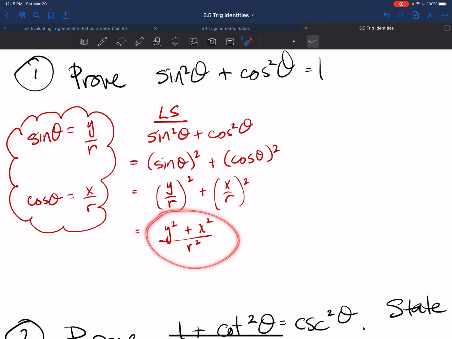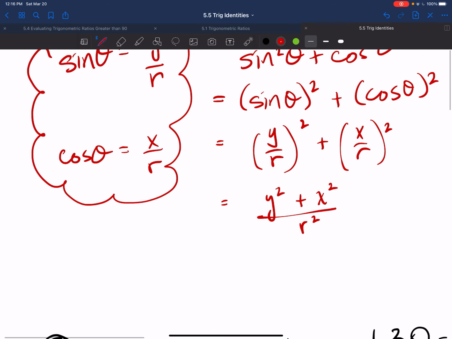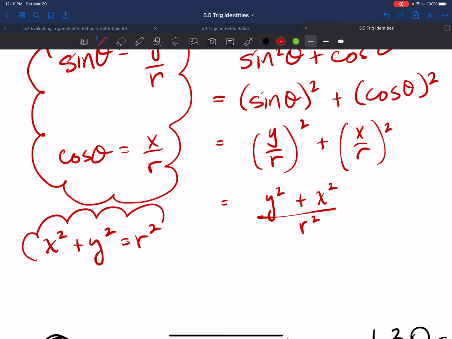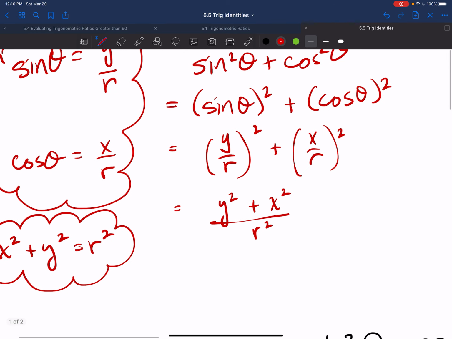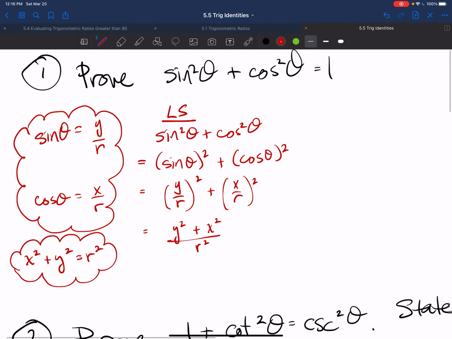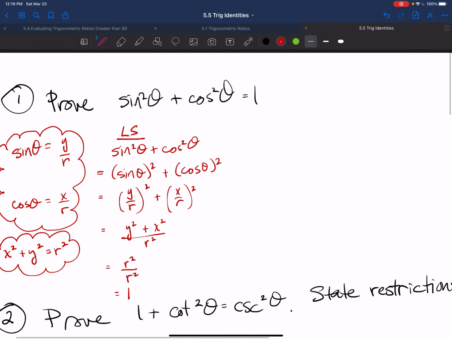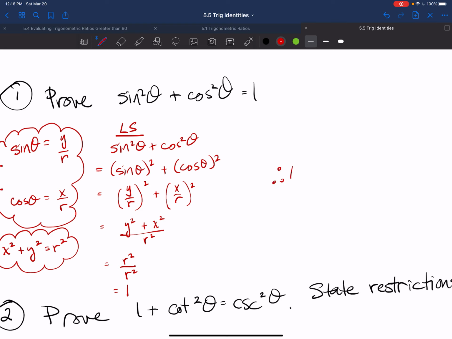So right now it doesn't look like 1. I'm going to use my memory and the things I've learned and remember that x squared plus y squared is equal to r squared. It's the equation of a circle. It's what we did before with the Pythagorean theorem to solve for the radius. So that means that the numerator is equal to r squared, and r squared over r squared is 1. So what we did here is we proved that the left side is equal to the right side. So we proved the identity.